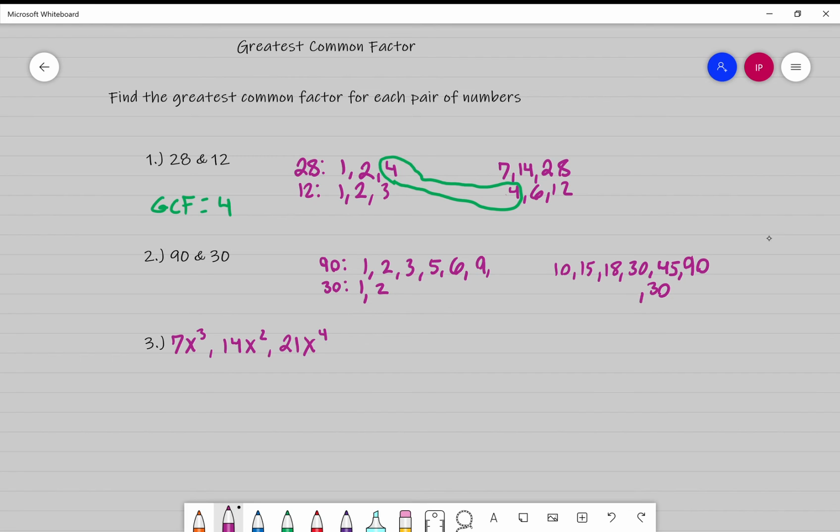2 goes into 30 15 times. 3 goes into 30 10 times. 4 can't go into 30. 5 goes into 30 6 times. 7 can't, 8 can't, and 9 can't. So we can stop there.